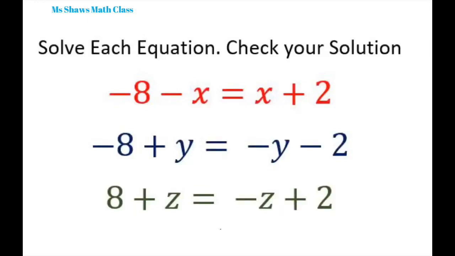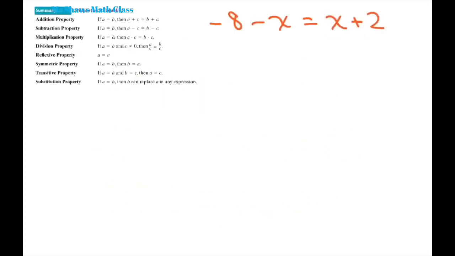Everyone, we're going to solve each equation using properties of equality, and we're also going to check our solution. These are the three problems we're doing. So let's get started. On the first one, we've got to solve for x, and I always want what we're solving for to be positive. So what I'm going to do is add x to both sides.